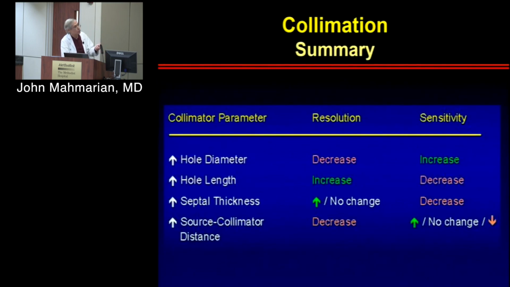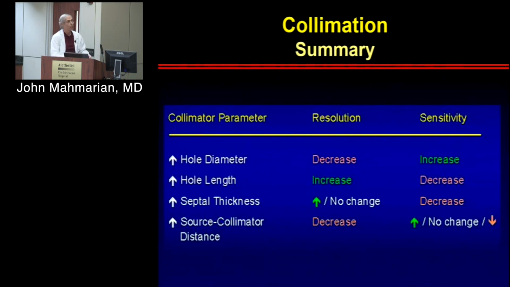So if you increase the hole diameter, you obviously increase the sensitivity because more and more photons from different places can get through, but you decrease the resolution because some of those photons are from all over the place instead of being where they should be in a direct parallel line with the collimator. Okay? However, if you decrease hole diameter, you improve resolution, but you decrease sensitivity.